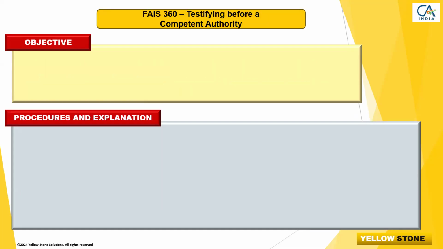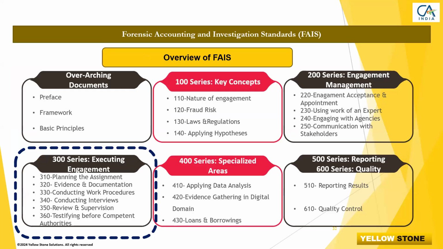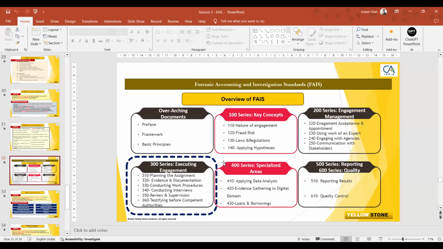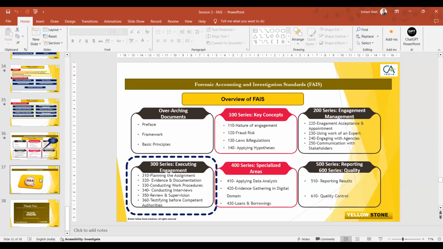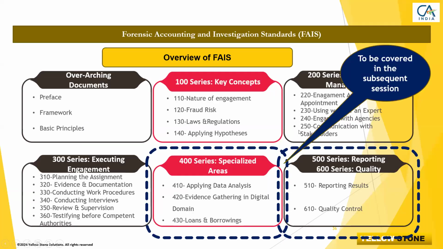And this is the session on the specific standard on 360 testifying before a competent authority. Now this has lots of nitty gritty, so let's take that part in the next session, because there are lots of facets to it, and I think it will be relatively new for a lot of us. So we better take it in pieces and cover it in the next session along with the remaining sessions. As I mentioned, there is a specialized area: reporting results, quality, and testifying before a competent authority. There are 6 standards, along with practical case studies, which we will try to cover in the next session.